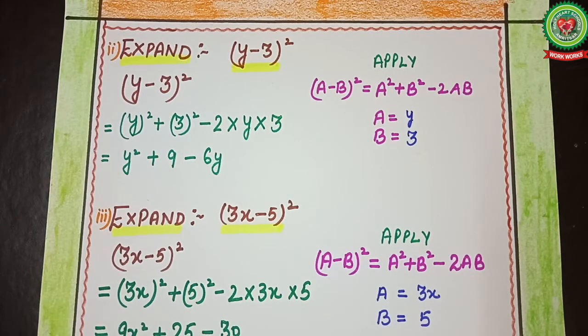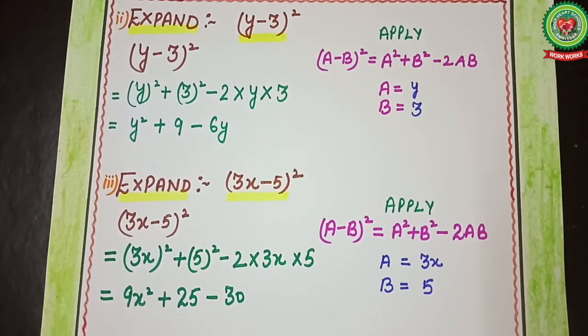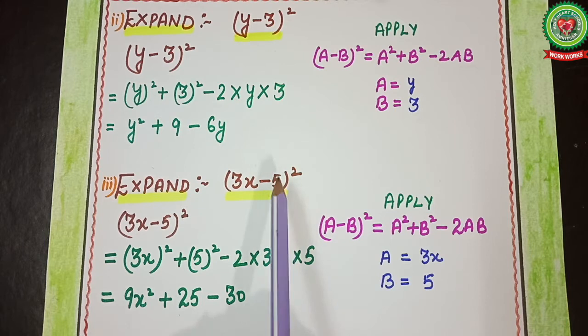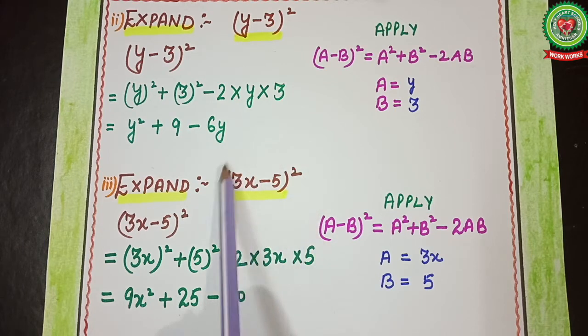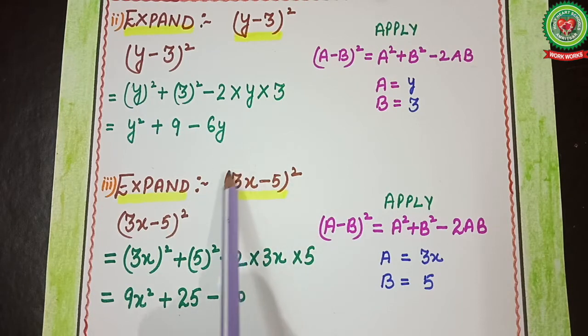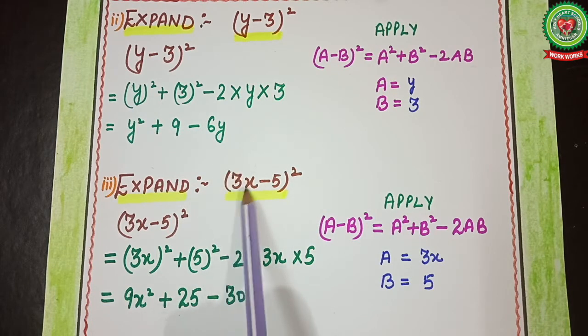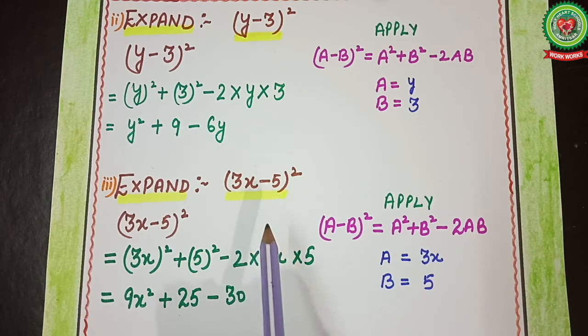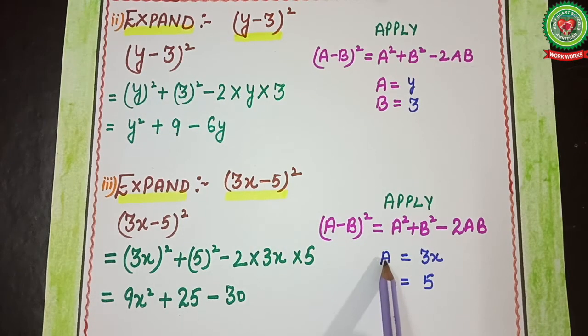Alright. Now move to the next example, that is example number 3. So here you can see the statement: expand 3x minus 5 whole square. Now students, I have taken this example and just changed the statement by writing the numerical coefficient along with the variable. So hardly matter, you will have to solve this statement by applying the same identity, right?